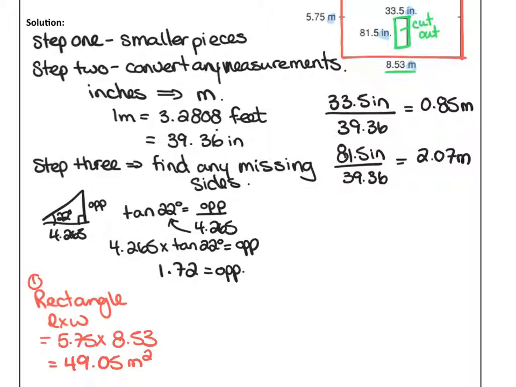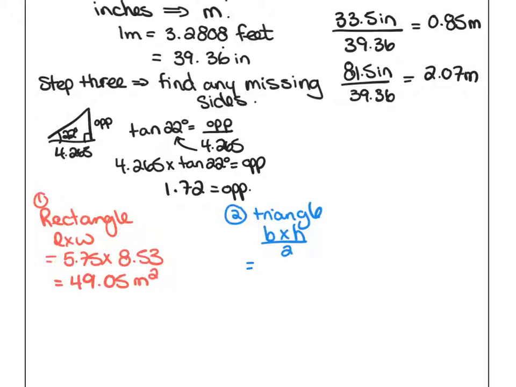I'll do the triangle next, which is base times height divided by 2. Our base is 8.53. And then we found our height to be 1.72. And we'll divide that by 2. So I'll calculate that: 8.53 times 1.72 divided by 2. I got 7.34, again, meters squared.